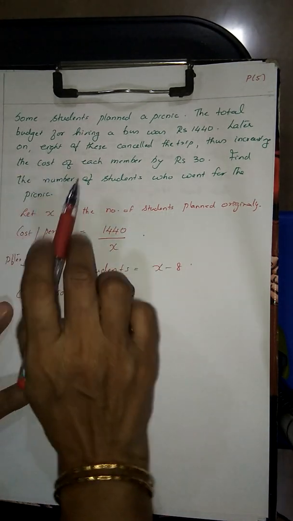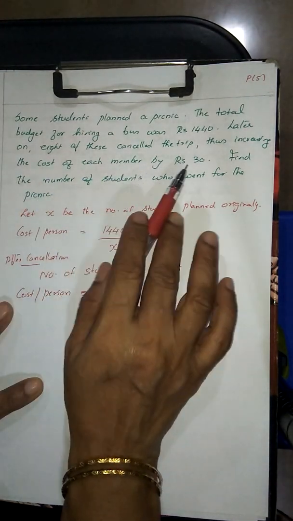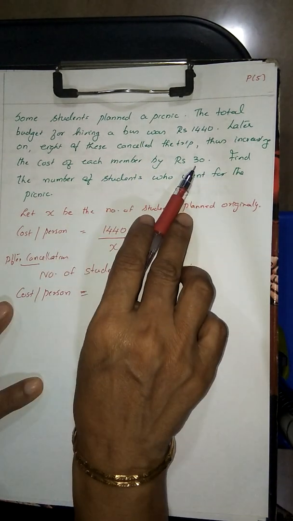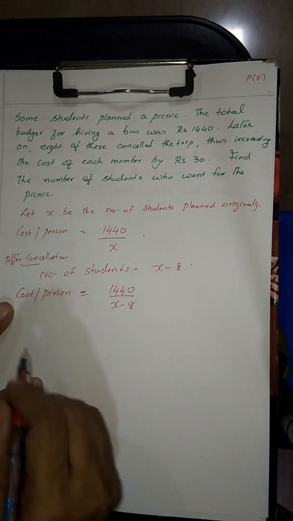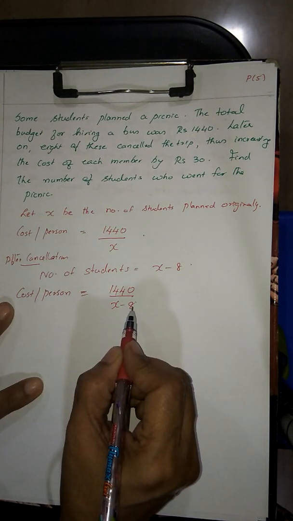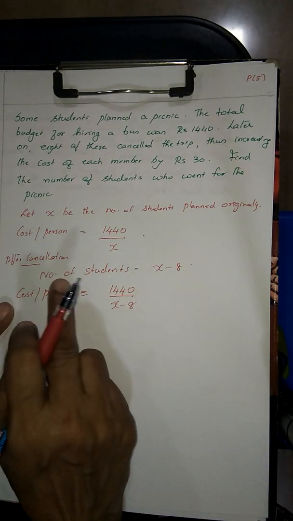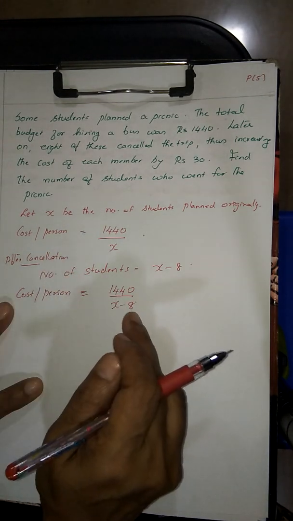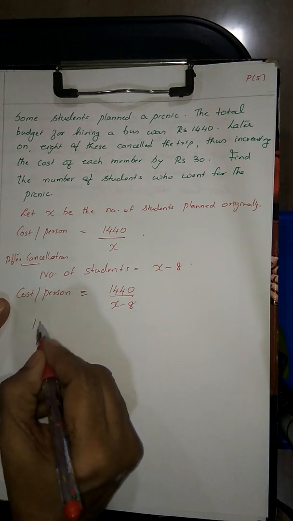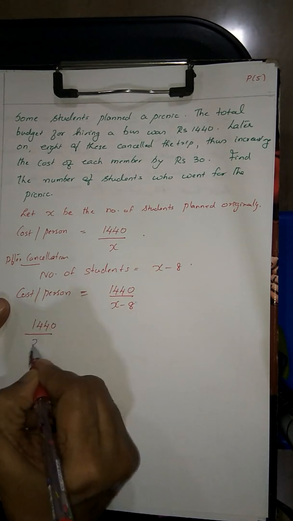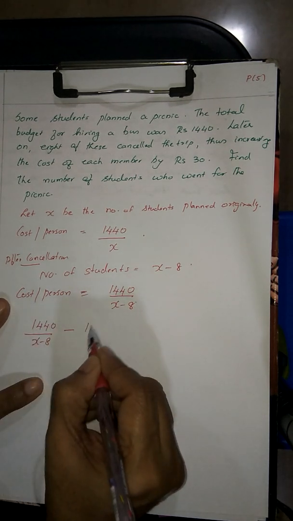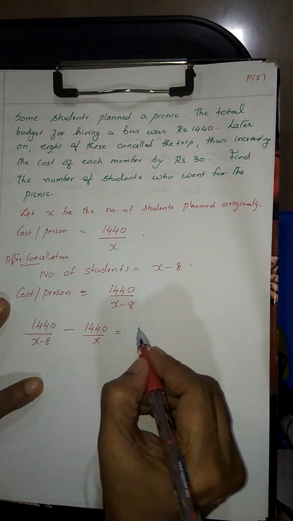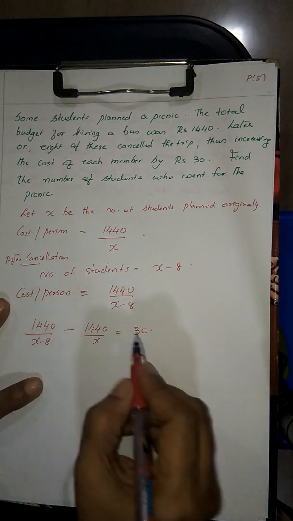Now the cost of each person is increasing by 30. So if you take the difference, that is 30. Here this will be the bigger number, because of the cancellation of the children, the cost per person has increased. So 1440 by x minus 8 minus 1440 by x is equal to 30, the difference. So this is the equation.